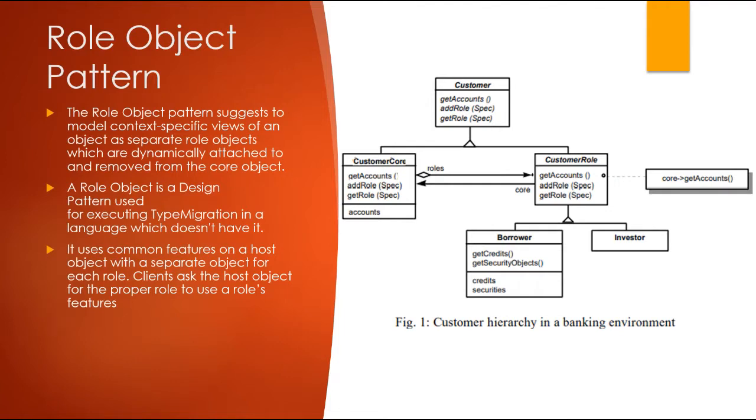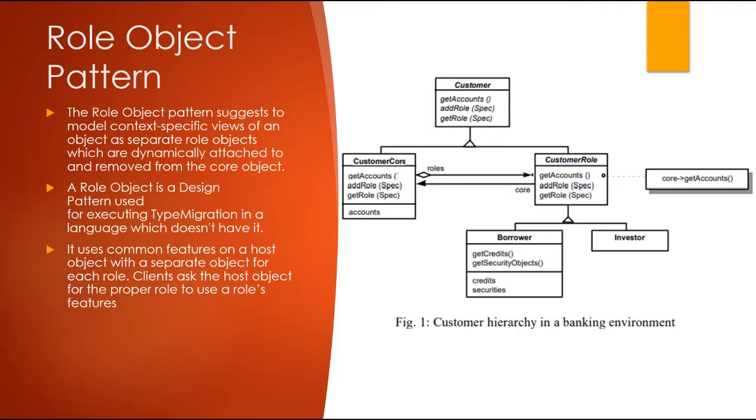Role object is a design pattern used for executing type migration in a language which doesn't have it. It uses common features on the host object with a separate object for each role. Clients ask the host object for the proper role to use a role's feature.